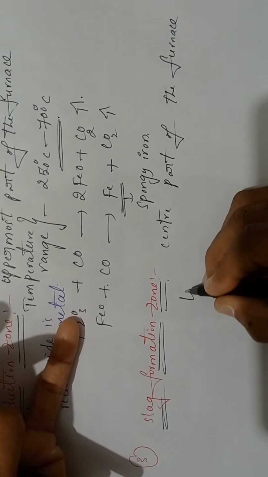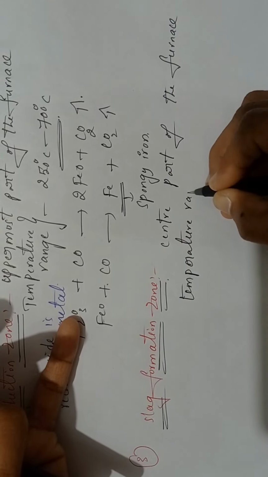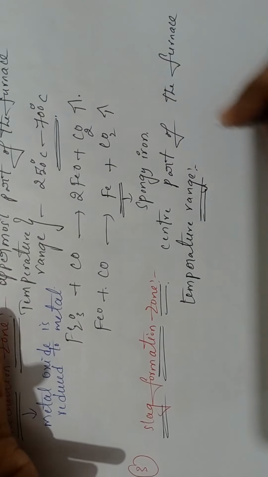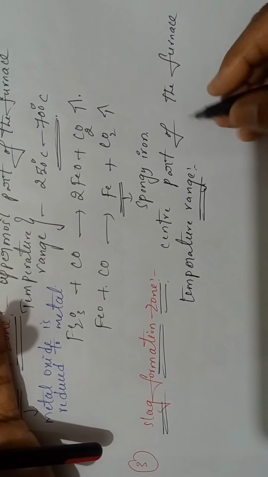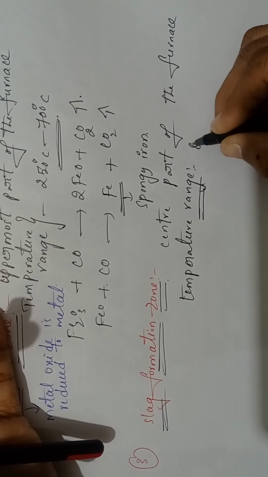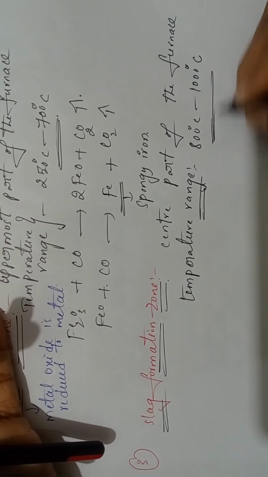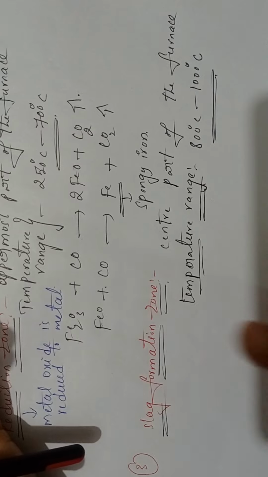Here, how much will the temperature range be, students? From 700 degrees Celsius up, here 800 to 1000 degrees Celsius will be there. 800 degrees Celsius to 1000 degrees Celsius. So this is the temperature range in the case of the slag formation zone.